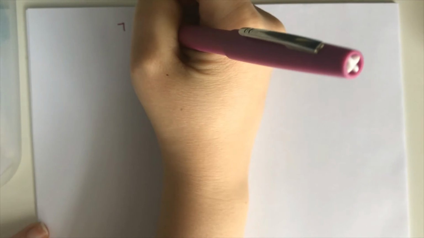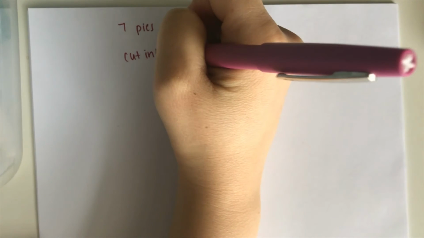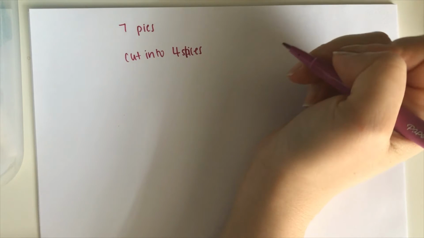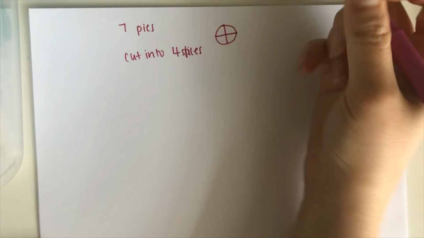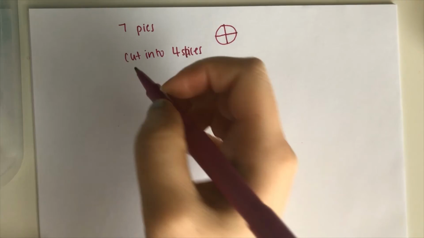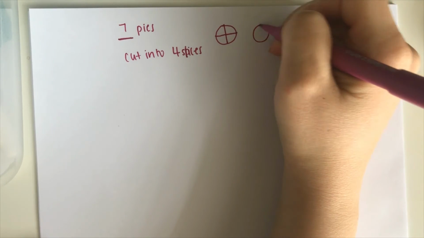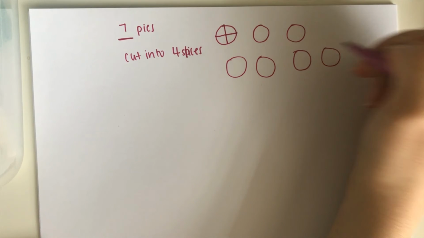So for this one, the baker had seven pies, and each pie was cut into four pieces or slices. So then they want to know how many slices of pie. So if you have a pie and then you cut it into four slices, it should look like this. So right now, how many pies do you have? You have seven. So that's one, two, three, four, five, six, seven.